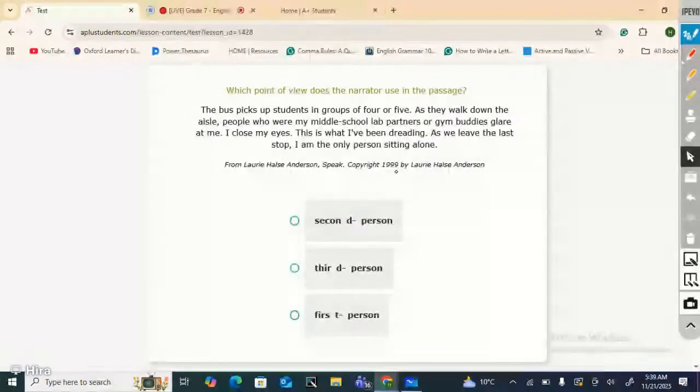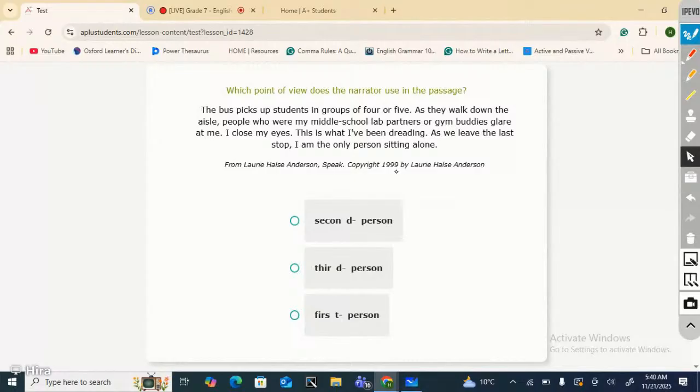The students in groups of 4 or 5, as they walked down the aisle, people who were my middle school lab partners, gym buddies, glare at me. I close my eyes. This is what I've been dreading. As we leave the last stop, I'm the only person sitting alone.